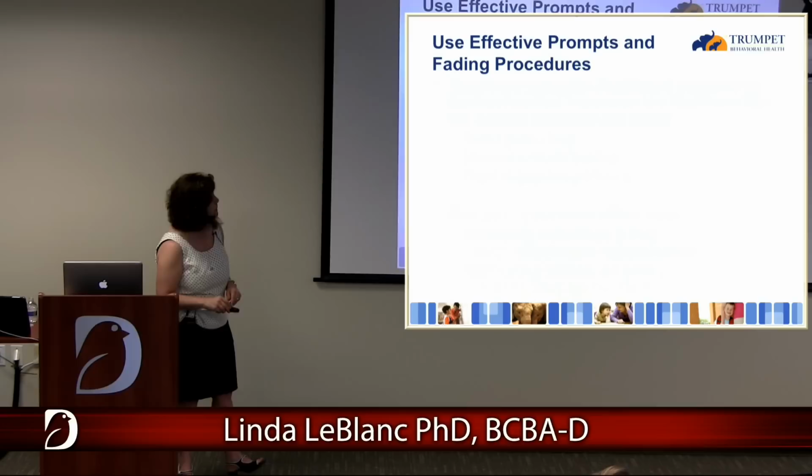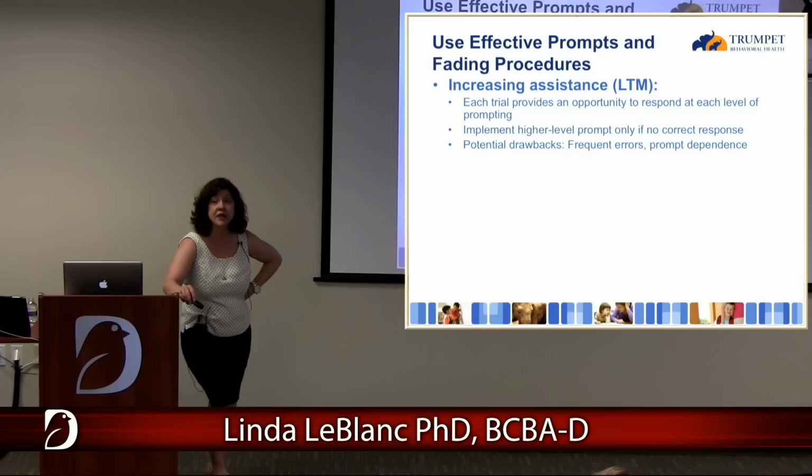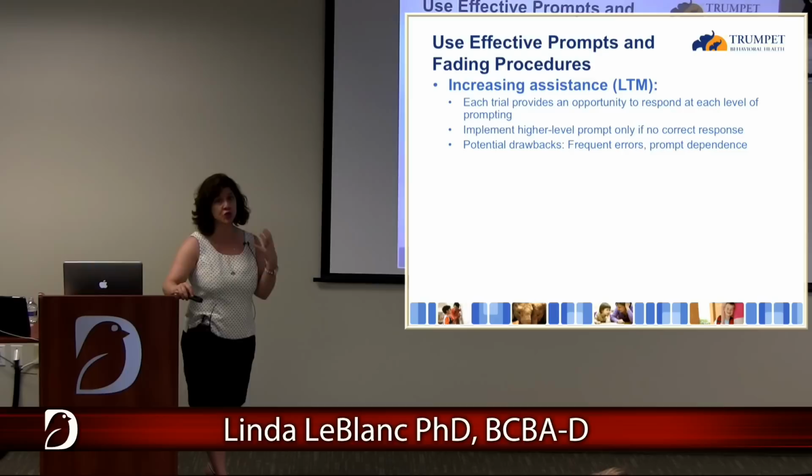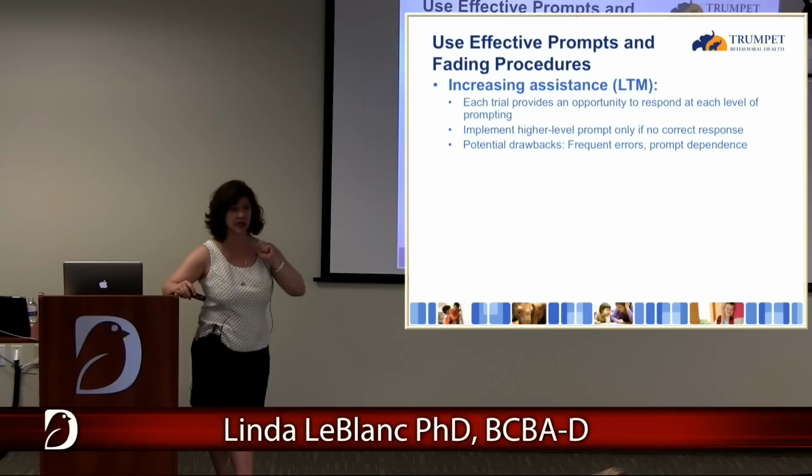So with increasing assistance, least to most, over years and years and years, here is what we know about this. The great news is each trial provides an opportunity to respond at each level of the prompt hierarchy. You could get it on independent with only the discriminative stimulus. You could get it with only a gesture. You might get it with a full model or a physical guidance. You only have to implement the higher level prompts if they don't get it right on the earlier level. So you might never have to get to that physical guidance.